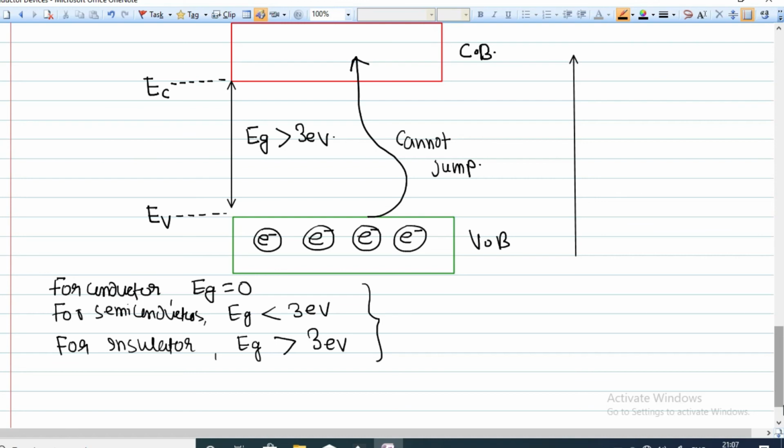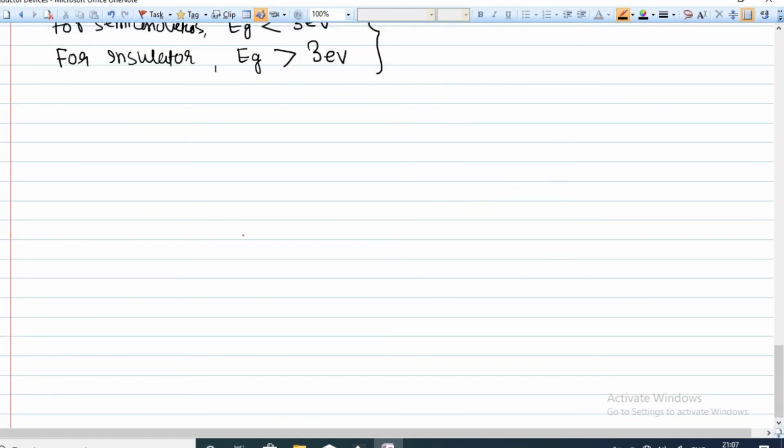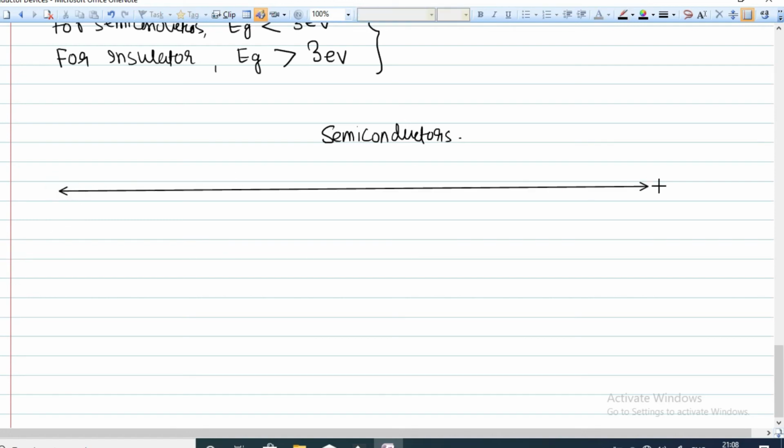Now we are moving to the next topic. This was the classification of semiconductors on the basis of their conductivity and energy band diagram. Now let's see one more classification of semiconductors. Semiconductors can be classified into two categories. One is known as elemental semiconductor and the other is known as compound semiconductor.